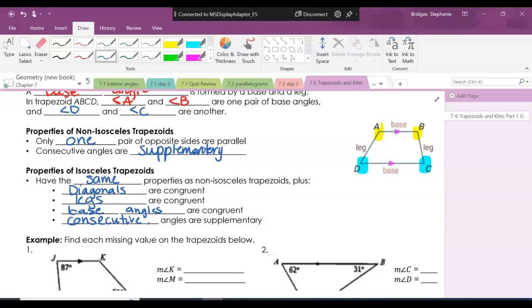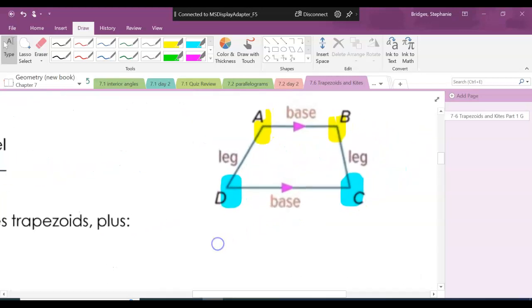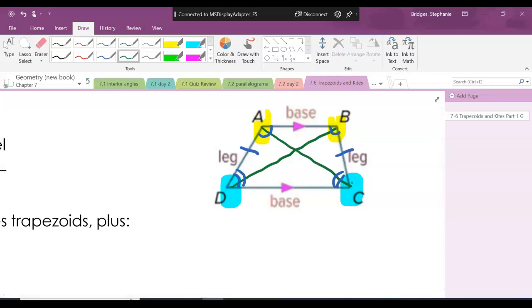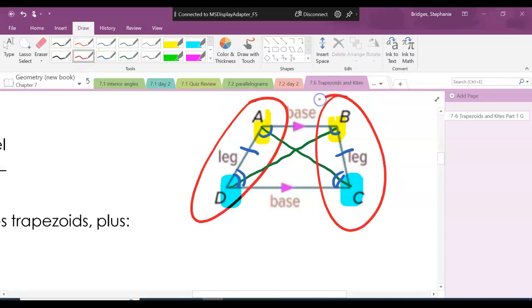So I want to kind of just look in our picture and talk about that. The legs are the pair of sides that are not parallel. So in an isosceles, those would be congruent. My base angles are congruent, which means angle A would be congruent to angle B, and angle D would be congruent to angle C. And then if I drew my diagonals in like this, those would also be congruent. That's what those first properties say of an isosceles trapezoid. Does that make a little bit of sense? And then my consecutive angles, again, A and D are supplementary, and B and C are supplementary.